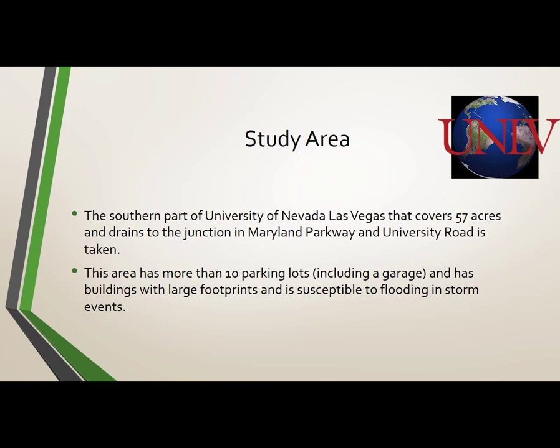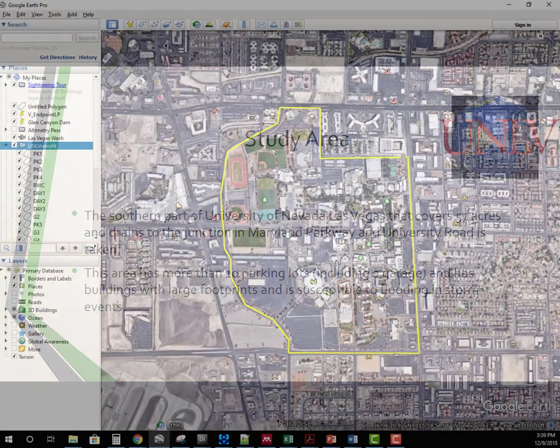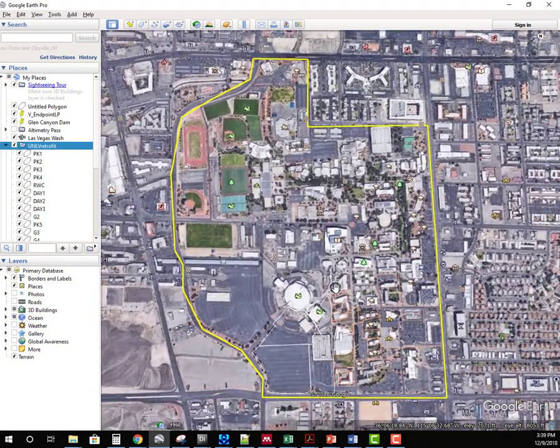The study area is inside the premises of the University of Nevada, Las Vegas, and covers 57 acres and drains to the junction of Maryland Parkway and University Road. This is the southernmost part of the premises of the university, and this area has more than 10 parking lots including a garage, and has buildings with large footprints and is susceptible to flooding in storm events. Let us quickly jump to Google Earth and see what we are trying to do.